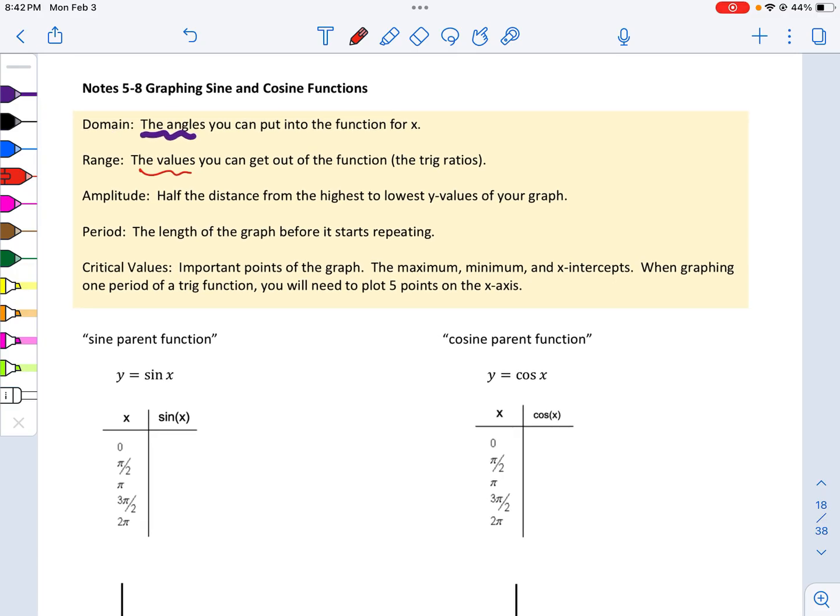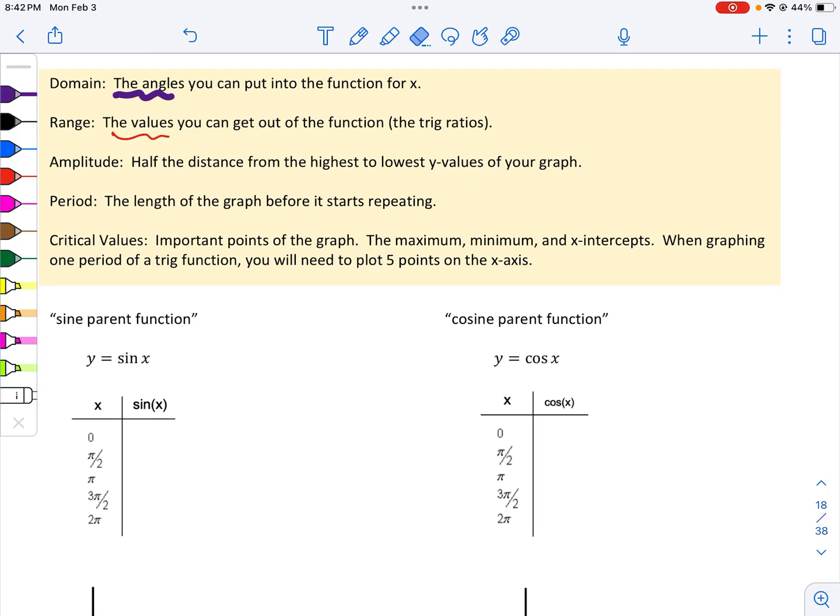All right, amplitude. Amplitude is going to be half the distance from the highest to lowest point of your graph. Okay, so we're looking at the y values. So we're going to find the middle, and we're going to go half the distance from the top to the bottom. All right, and then period. Period is how long it takes before the graph starts to repeat.